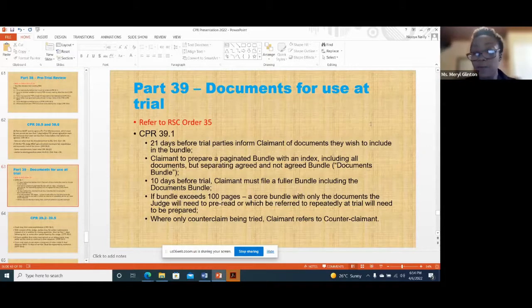Okay, so part 39. This is dealing with documents for use at trial. 21 days before trial, the parties should inform the claimant of documents that they wish to include in the bundle.